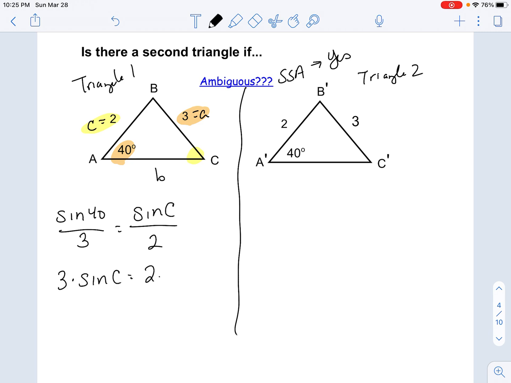It's 3 times sine of C equals 2 times sine of 40. Divide both sides by 3 and it gives me sine of C equals, and let me plug that into my calculator, 2 times sine of 40, hit enter, divided by 3. That gives me 0.428 approximately.